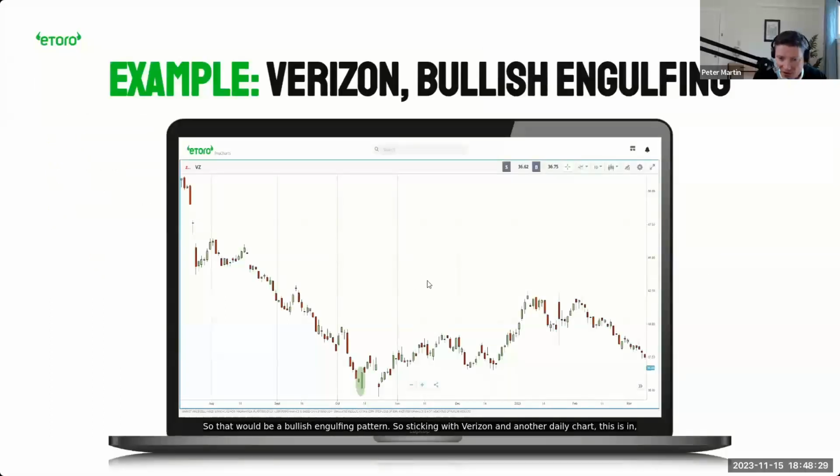So sticking with Verizon, another daily chart. This is about a year ago, October 2022. We can see the price was declining. And then in the middle of the month, highlighted, we can see the pattern where we've got the small red candle body fully engulfed by the larger green candle. And that's a bullish engulfing. And we see that it heralds a slight reversal in price after the dip.